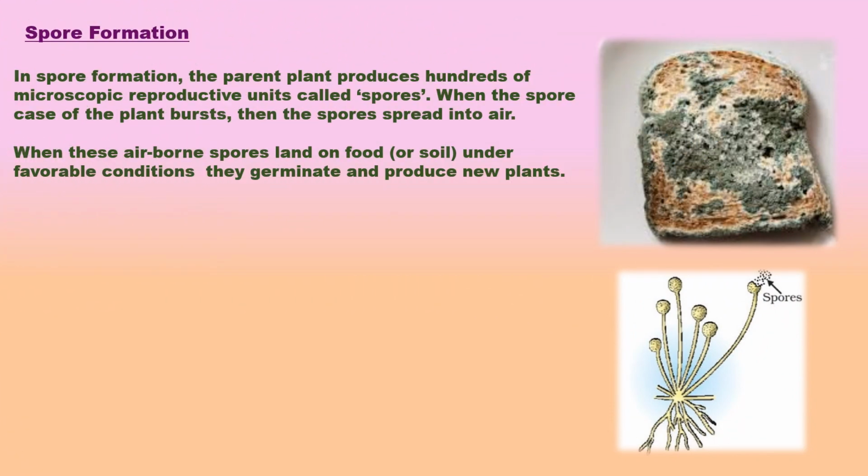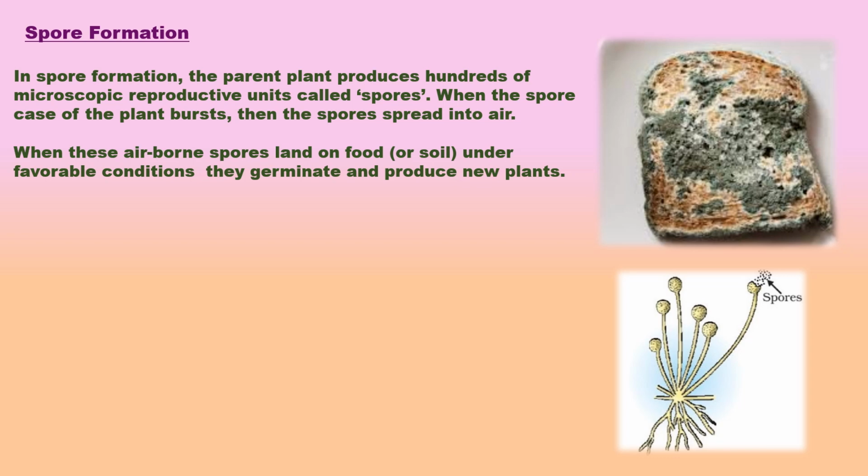Spore formation. Spore formation is an asexual method of reproduction. The reproduction by spore formation takes place in plants. In spore formation, the parent plant produces hundreds of microscopic reproductive units called spores. When the spore case of the plant bursts, then the spores spread into air. When these airborne spores land on food under favorable conditions, they germinate and produce new plants. Most of the fungi, bacteria and non-flowering plants such as ferns and mosses reproduce by the method of spore formation.